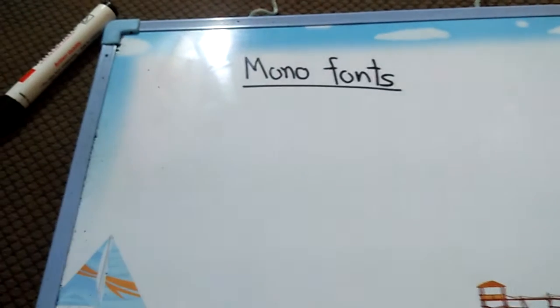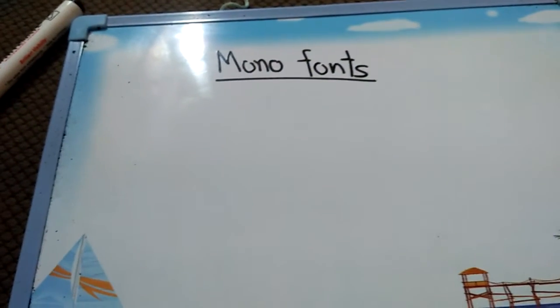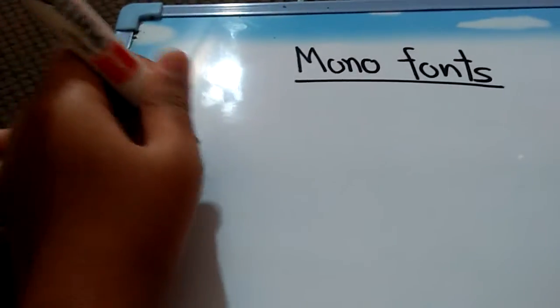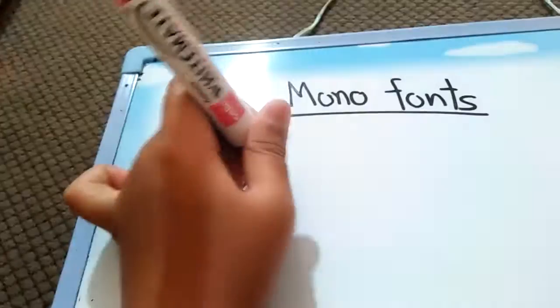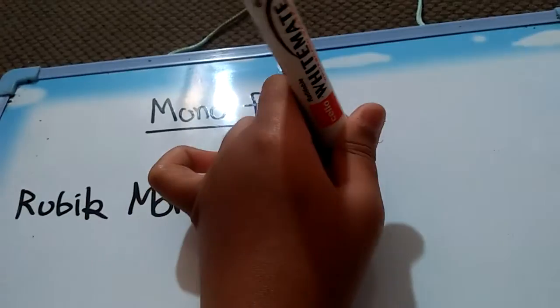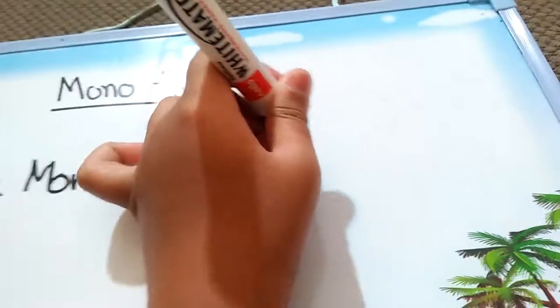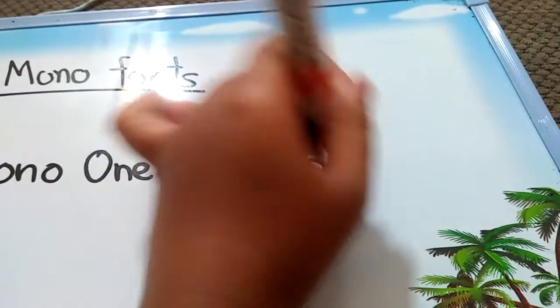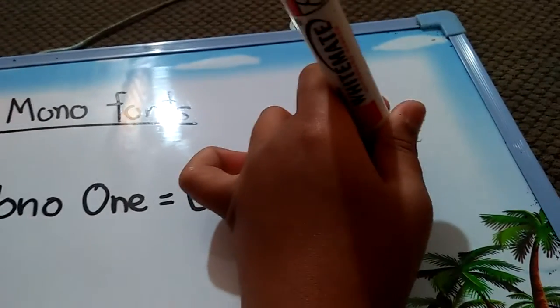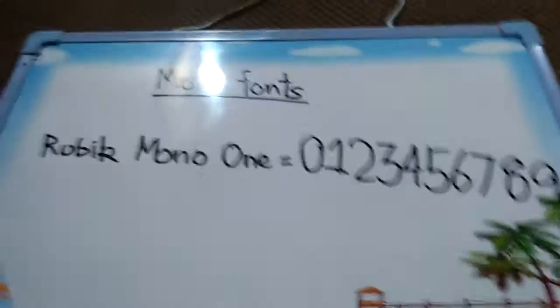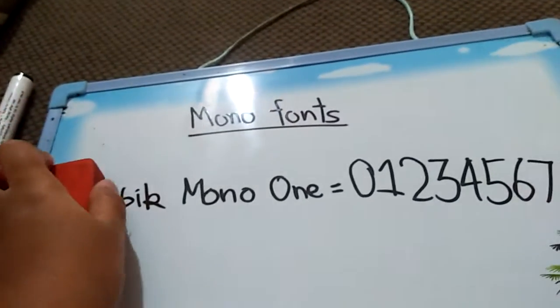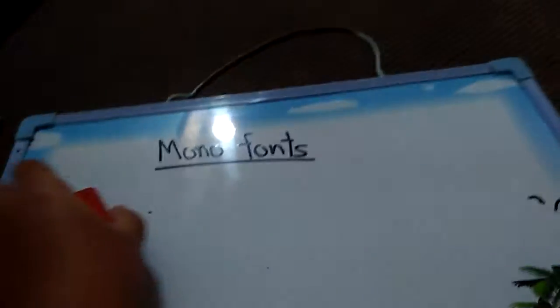Then let's check one more example. Then there's something called Rubik Mono One. Let me show its handwriting to you. And so this is Rubik Mono One's handwriting, and it doesn't have a zero with a slash or a dot.